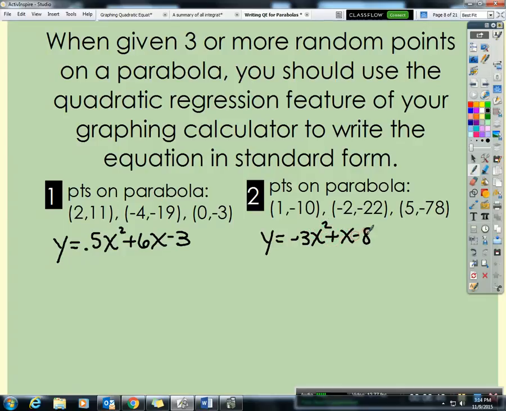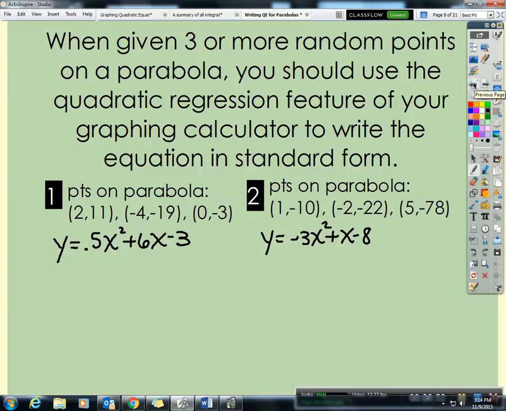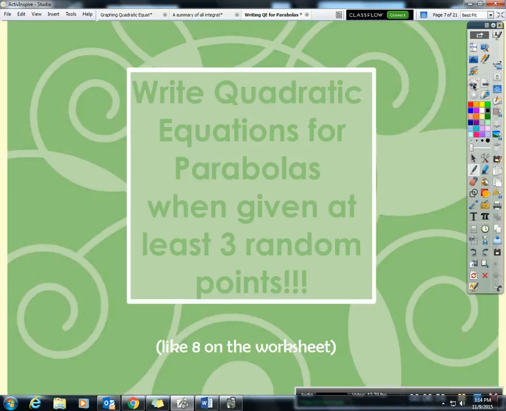I have 2 more examples. If you don't need me to go over them, we're not going to. But if you need me to go over those with you because you didn't quite get the calculator stuff, I can do that. For right now, what I'd like you to do is go ahead and try number 8 on the worksheet.